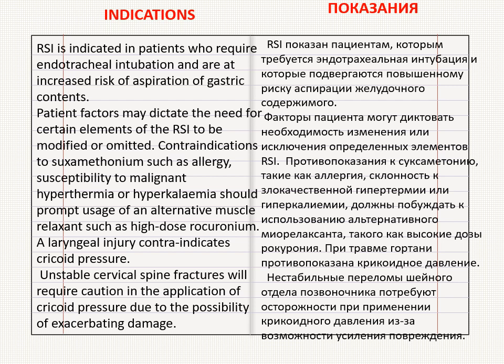Indications. RSI is indicated in patients who require endotracheal intubation and are at increased risk of aspiration of gastric contents. Patient factors may dictate the need for certain elements of RSI to be modified or omitted. Contraindications to succinylcholine, such as allergies, susceptibility to malignant hyperthermia or hyperkalemia, should prompt usage of alternative muscle relaxants such as high-dose rocuronium. Laryngeal injury contraindicates cricoid pressure. Unstable cervical spine fracture will require caution in the application of cricoid pressure due to the possibility of cord damage.